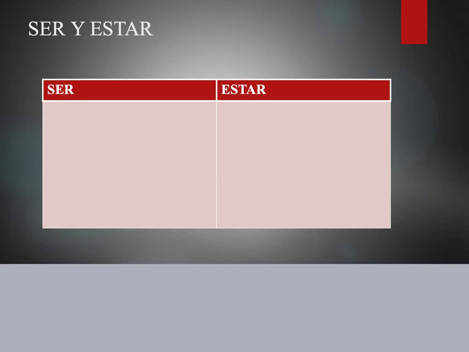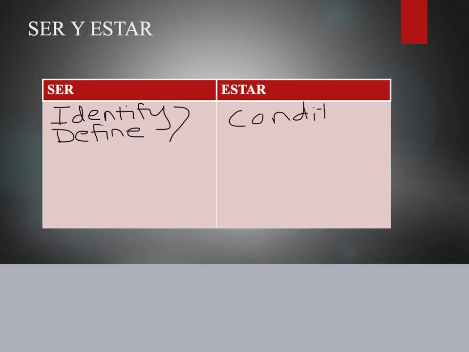Okay, so then just to review, we are going to use the verb ser, and I just like to remember, to make it easier, that we use ser to identify or to define. So we want to say it is something, or that's the one I'm talking about. We're identifying or defining it. Versus with estar, we're using estar specifically when we want to talk about the condition or the state of being.